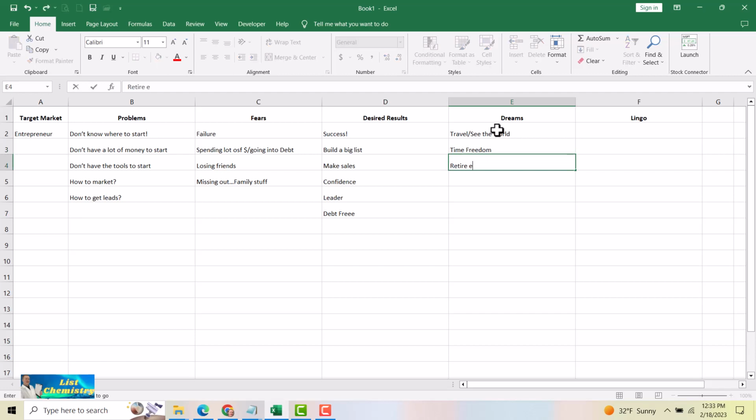Maybe they're going to retire early. Maybe they're going to get a new car. Or maybe they're going to buy their family a car, buy a new house. Maybe they're going to be philanthropic and be able to give money away. And they're going to become a worldwide leader, and they're going to be debt-free. So again, the debt-free could be in the dreams as well.